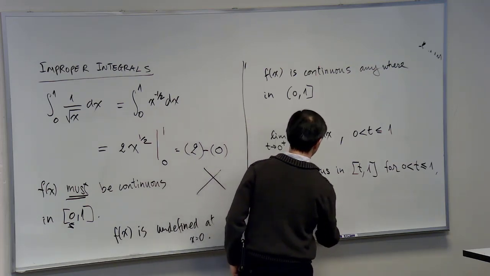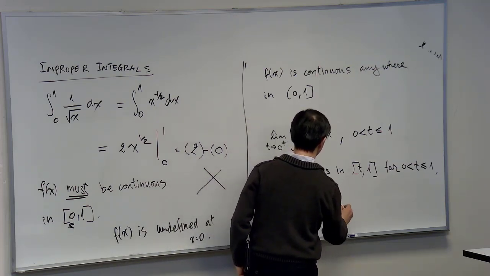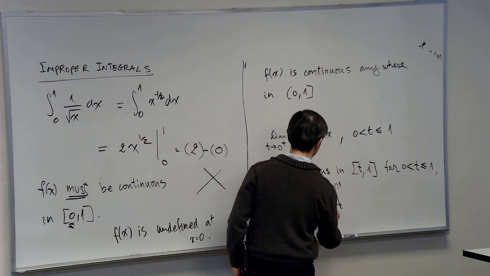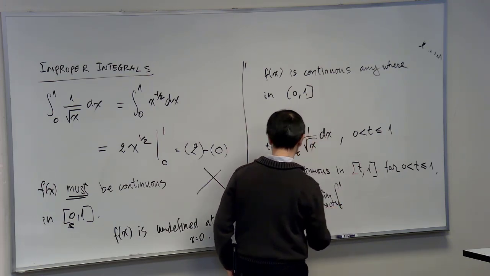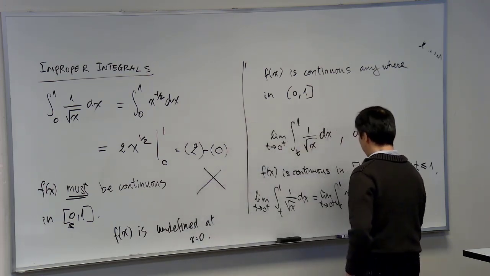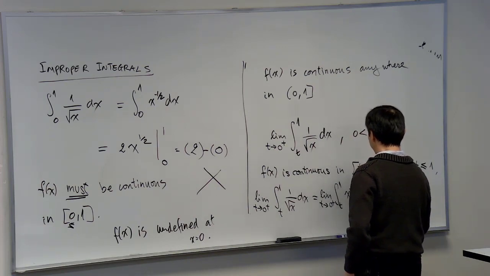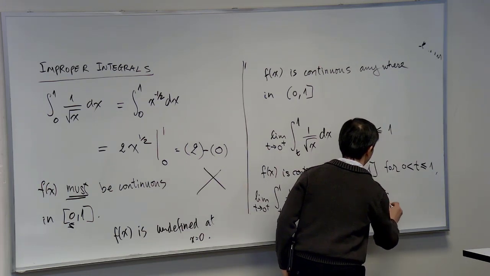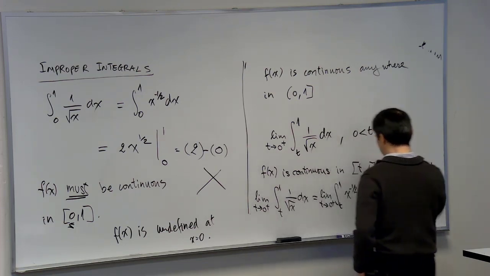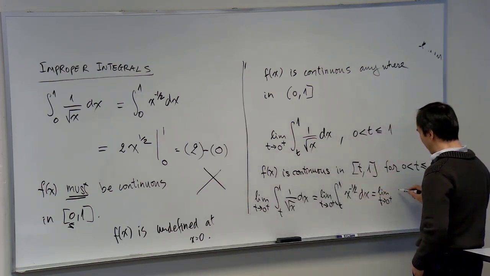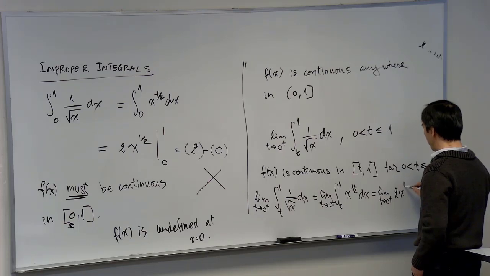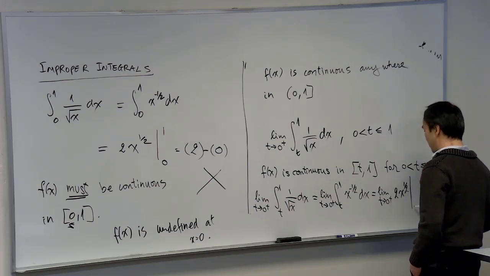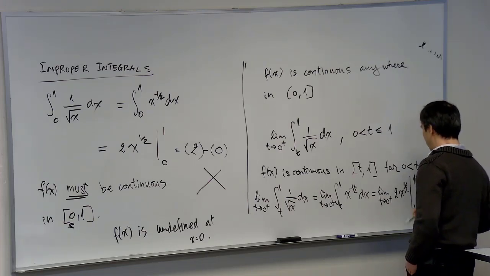You can now treat that as a limit problem, right? The integral from t to 1, with t going to 0 from the right-hand side, of x to the negative 1/2 power. Now we're adding 1 to that exponent and dividing by 1/2, so we've got 2x to the 1/2 power, evaluating from t to 1.